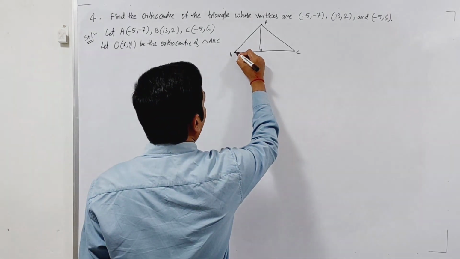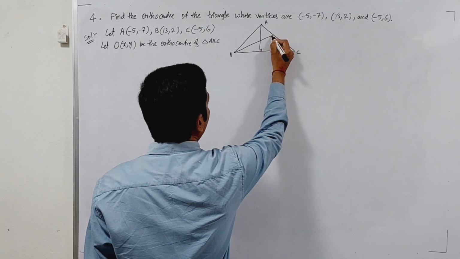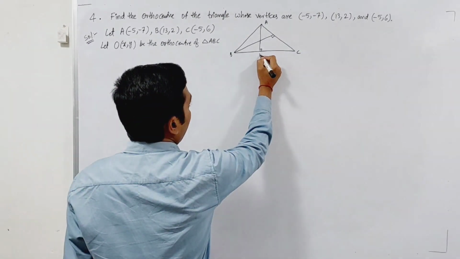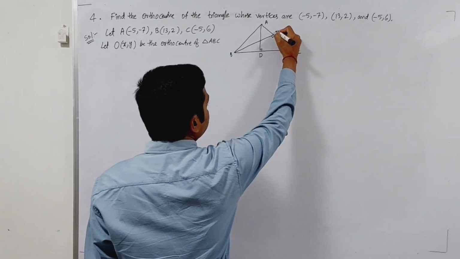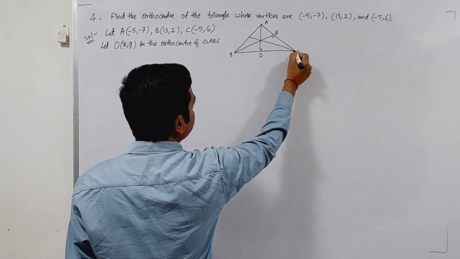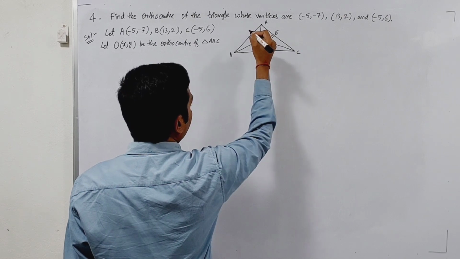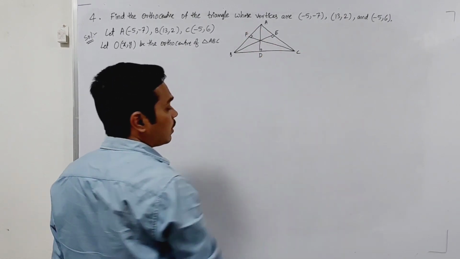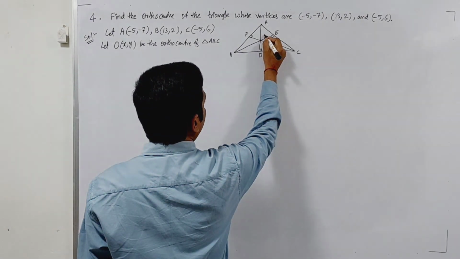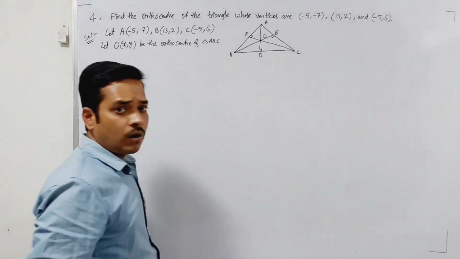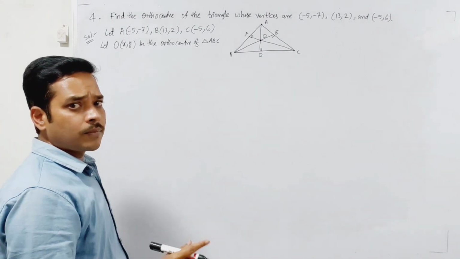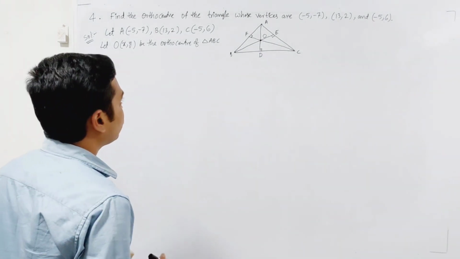Similarly, draw one perpendicular line from B to the opposite side. That is also the altitude from vertex B. And draw one perpendicular line from vertex C to side AB. This is the third altitude. Orthocenter is nothing but the point of concurrency of altitudes. In any triangle, altitudes are always concurrent at one point. Okay.